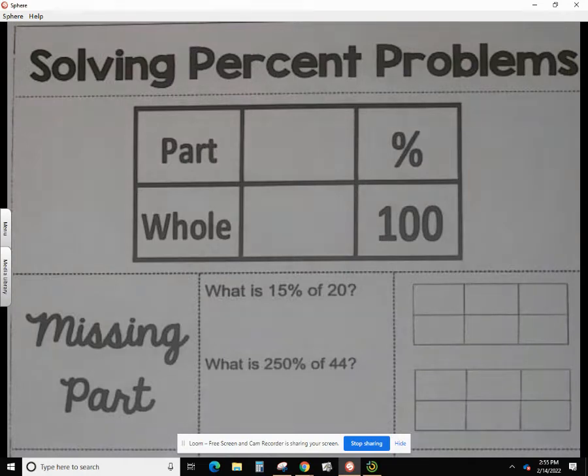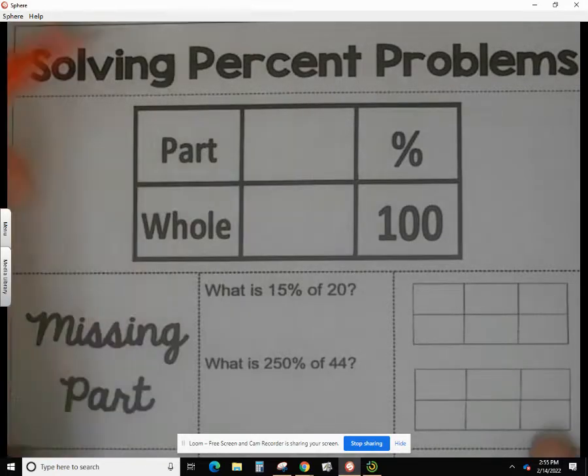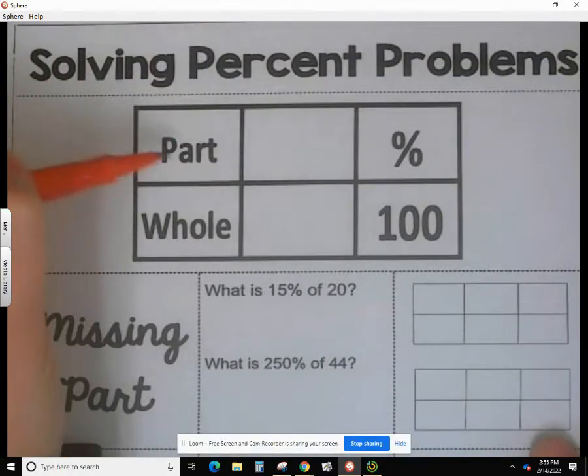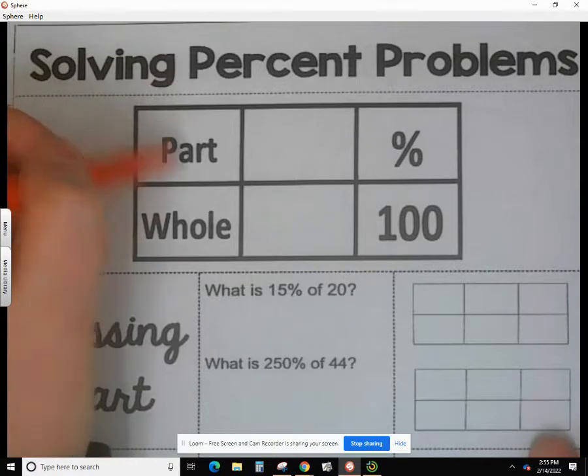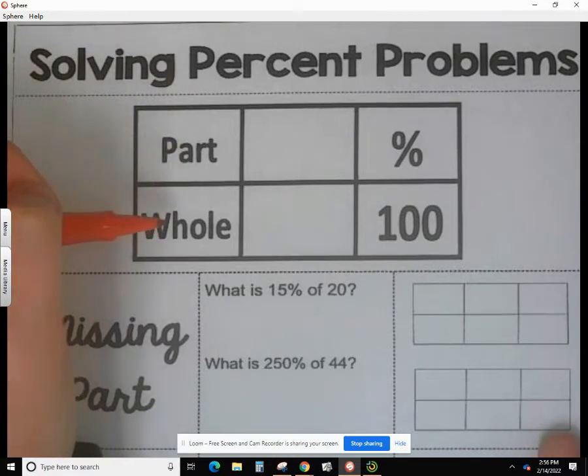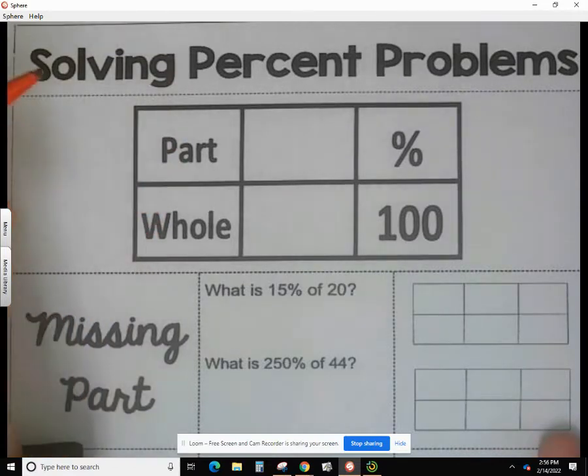Okay, so we are going to start solving percent problems, and these are called percent proportion problems because we can set them up as proportions, which means we can use the box. This is a very closely related cousin to the regular box, but this is always going to be your part, and this is always going to be your whole. When we get to word problems, you'll label what is the part and what is the whole. But today we're working on straight computation, not word problems.